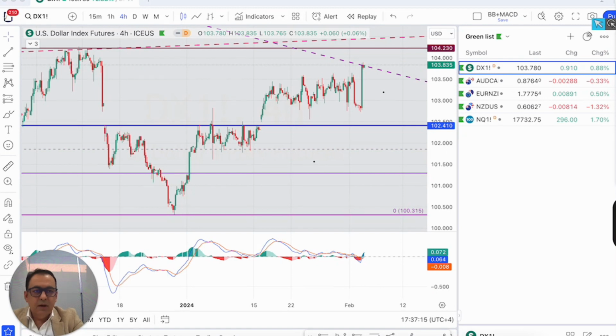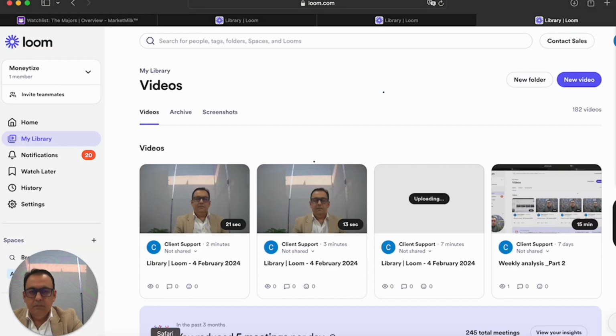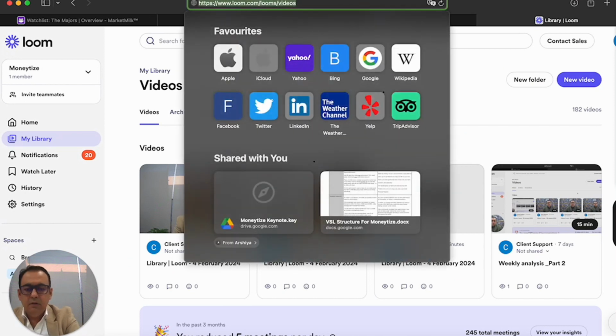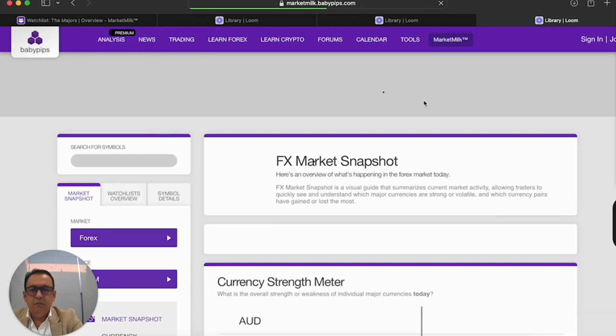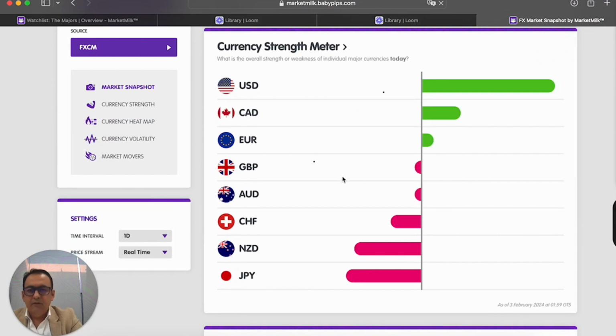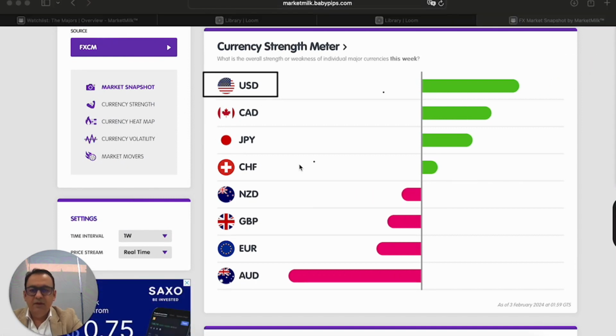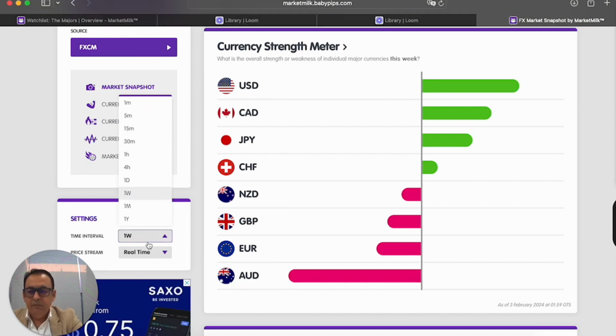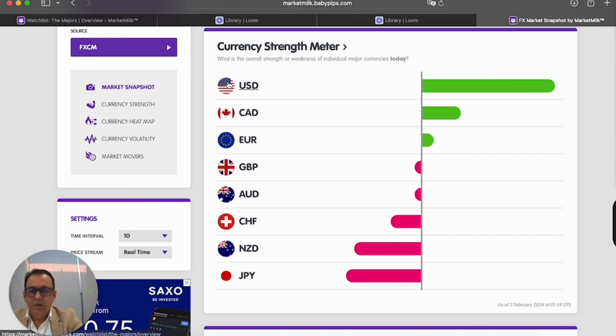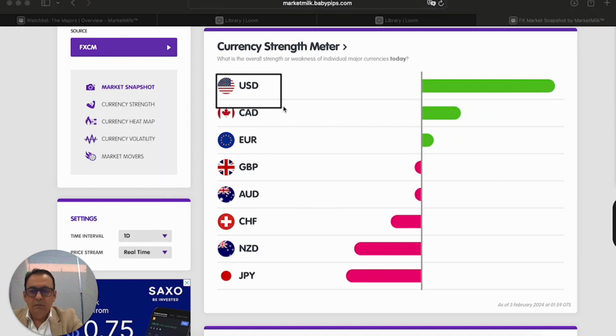So let's go to Market Milk, and based on Market Milk, if you look at the comparative strength of various currencies on a weekly time frame basis, the strongest currency is USD, and the Australian dollar is quite weak, and we have the New Zealand dollar somewhere sitting in the middle. Based on the daily time frame, the dollar is again on the top and New Zealand is second last.